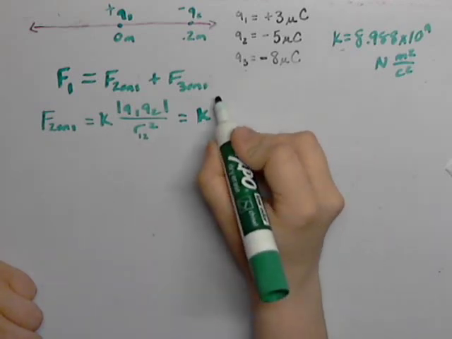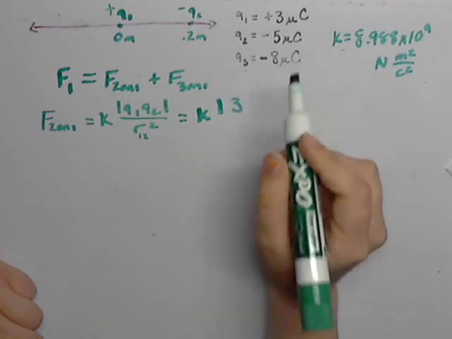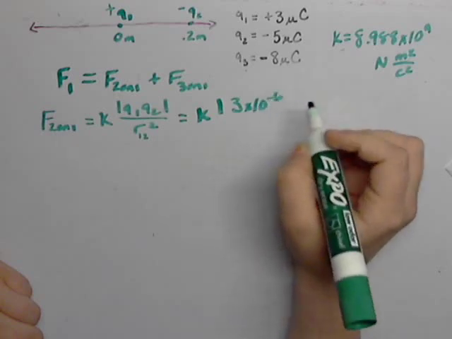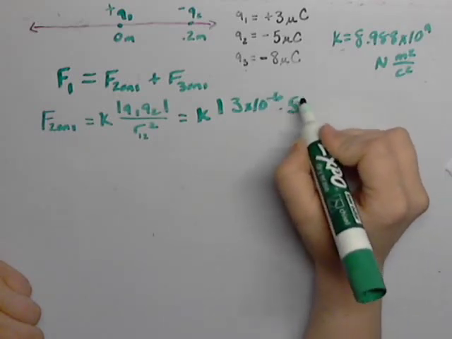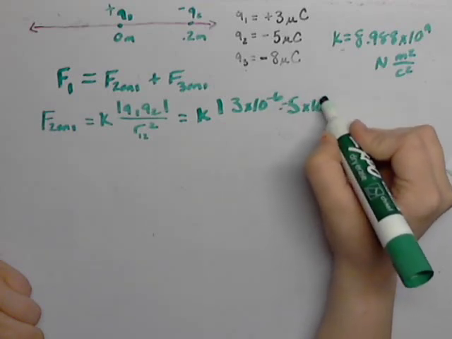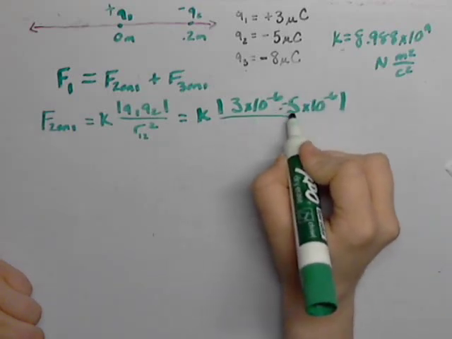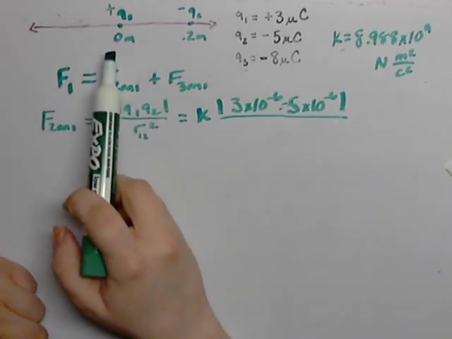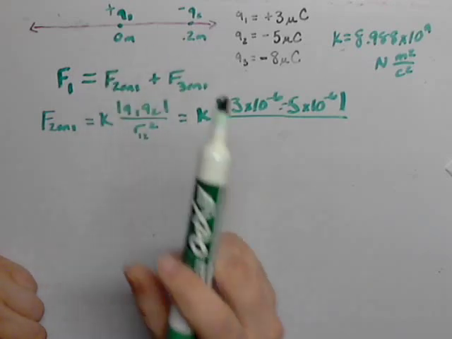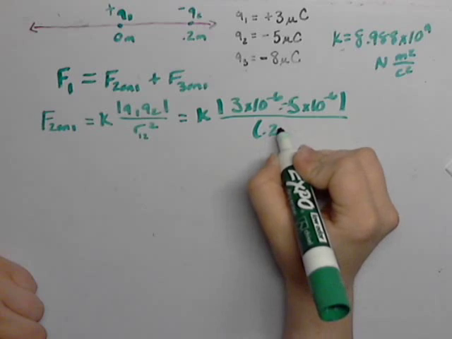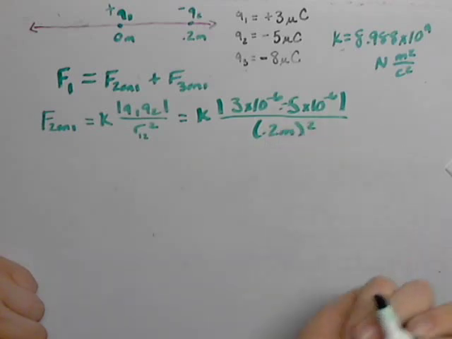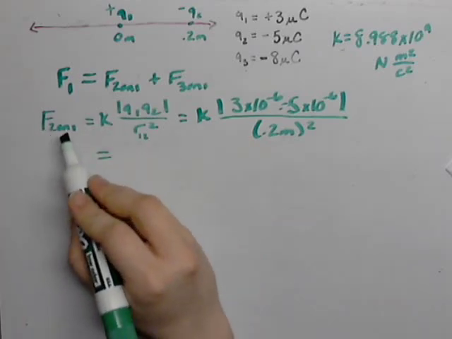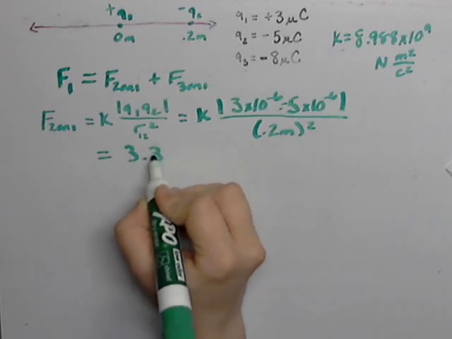So it's going to equal k times Q1, which is 3 microcoulombs. We need to change that to coulombs to be in SI units. So that's times 10 to the negative 6, times negative 5 times 10 to the negative 6, over the distance between the two. This is quite easy to figure out because Q1 is at the origin. So the distance between 0 and 0.2 meters is 0.2 meters. When you get out your handy-dandy calculator, you're going to find that the force of Q2 on Q1 is about 3.37 newtons.